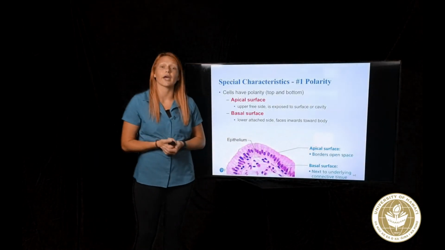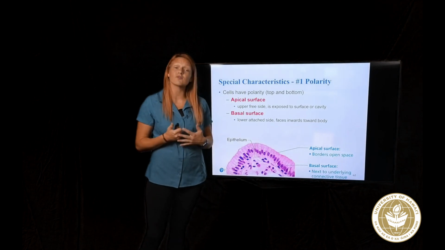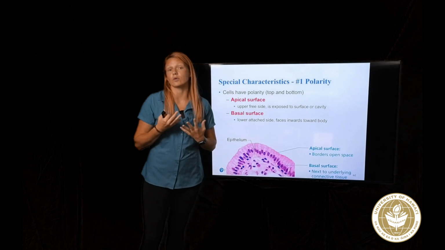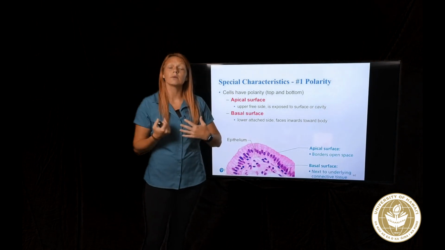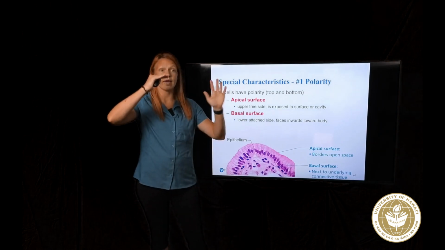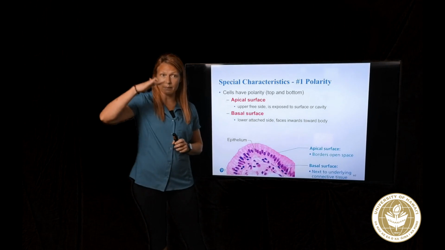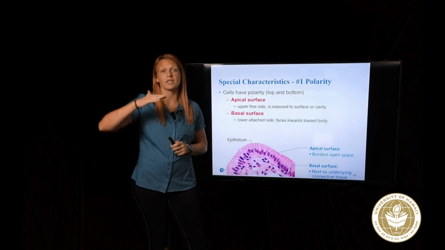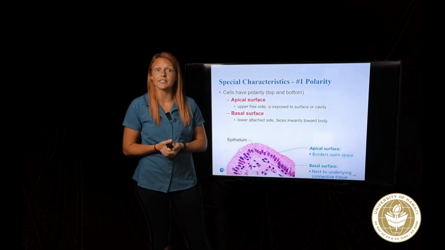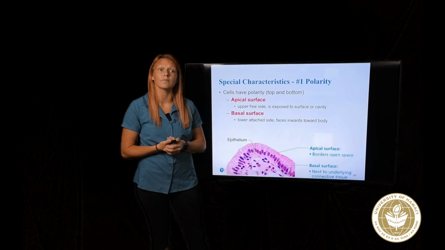The first special characteristic of our epithelial tissue is going to be polarity. And we've talked about polarity before. Polarity can mean that there's poles, right? There's opposites, right? But specifically for epithelial cells, it means they have a top and they have a bottom. And we're going to refer to one side, the top, as being the apical surface. That's going to be the upper or the free side that's actually exposed to the surface or the cavity.